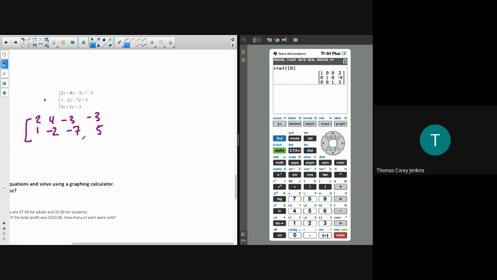So you'd want, this is my X column, remember, so 3 goes here. This is my Y column, so 5 there. This is my Z column. So what would be my coefficient for Z? It'd be 0. Okay, so that's where your 0 goes. That's where your placeholder goes. And this is my constant column. So that's where the 3 goes.